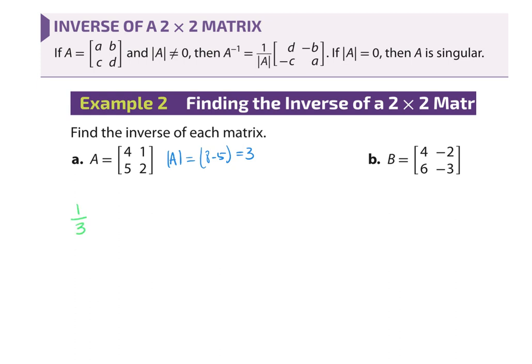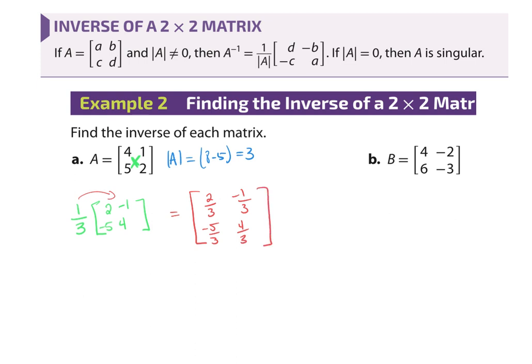And we are going to do scalar multiplication, so we're going to distribute through. We're going to switch this 4 and 2, so we're going to make that 2 and 4. We're going to negate this 5 and 1, so we're going to make that -1 and -5. And then we are just going to multiply that through. So we'll get 2 times 1/3, -1 times 1/3, -5 times 1/3, and 4 times 1/3.